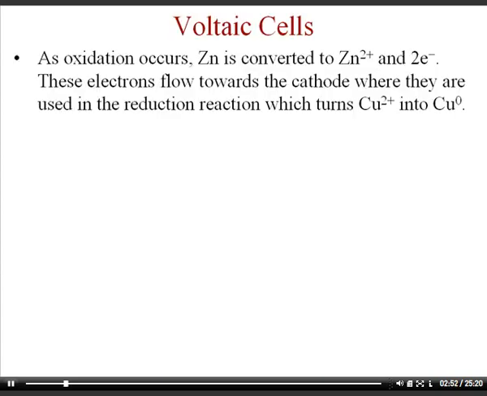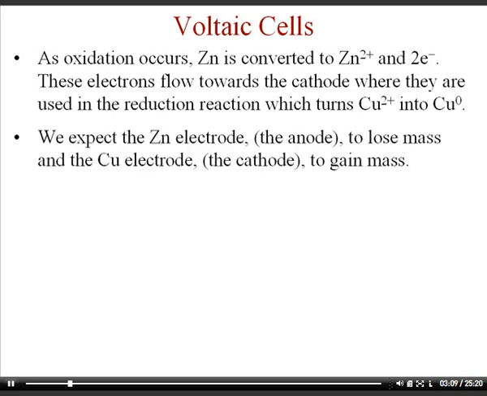Now, as oxidation occurs, the zinc turns into zinc ions, and the two electrons travel through the external wire, as we saw in the previous picture, and they flow towards the cathode, and they're going to be used up by the copper ions. So the copper ions will gain the electrons in the solution, then they'll be deposited on the copper electrode as the pure element copper. So the zinc electrode is actually going to lose mass because it's going to slowly dissolve into the solution to make zinc ions, and the copper electrode is going to get bigger and bigger because the copper ions in the solution are going to be turned into pure copper metal.